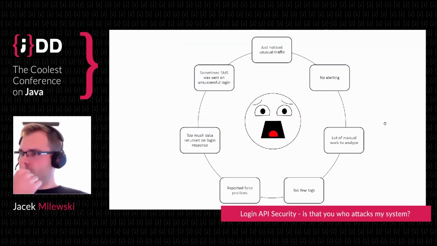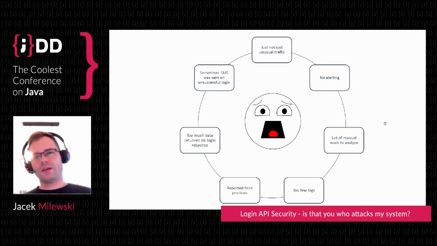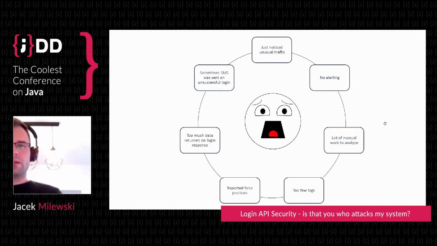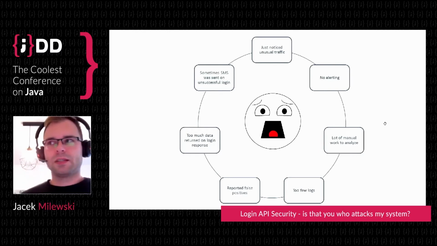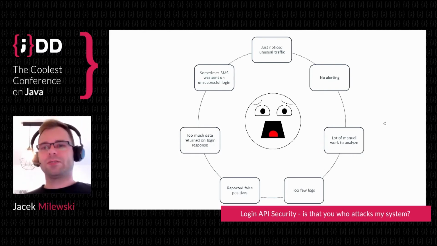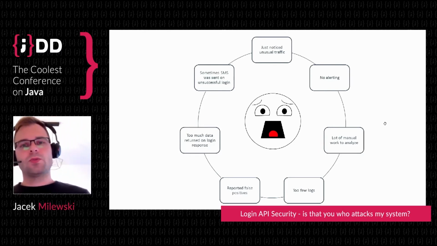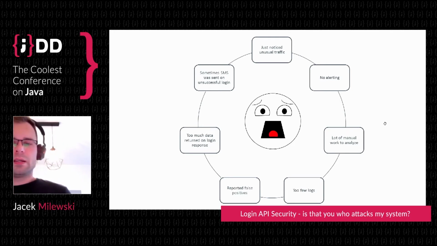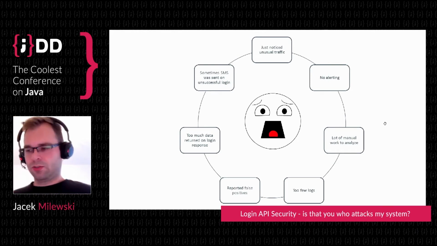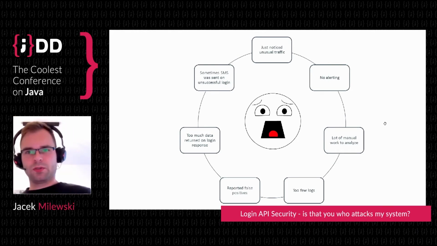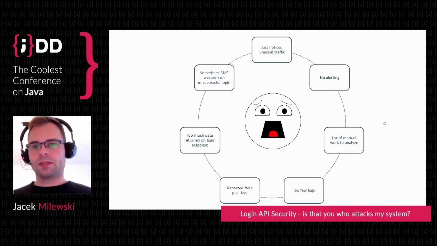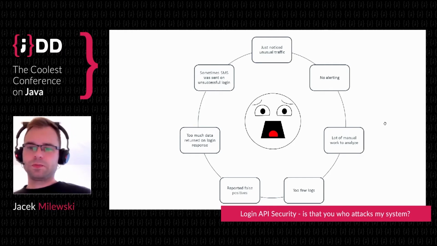However, we didn't have alerting or sophisticated monitoring. By sophisticated, I mean at least good enough monitoring. So we just noticed the unusual traffic. The monitoring in the app in general is pretty good. However, we missed the alerting, right? So we added alerting later.